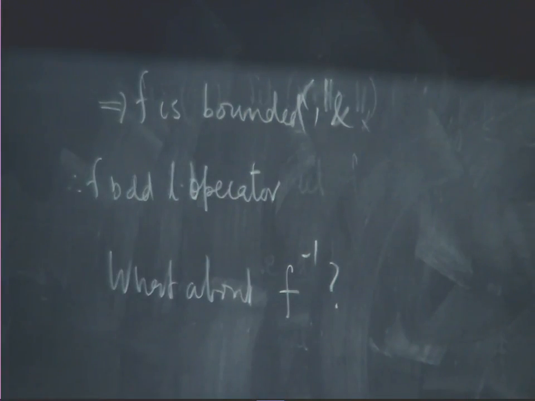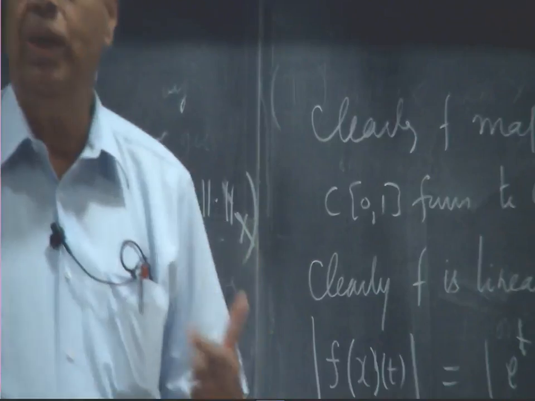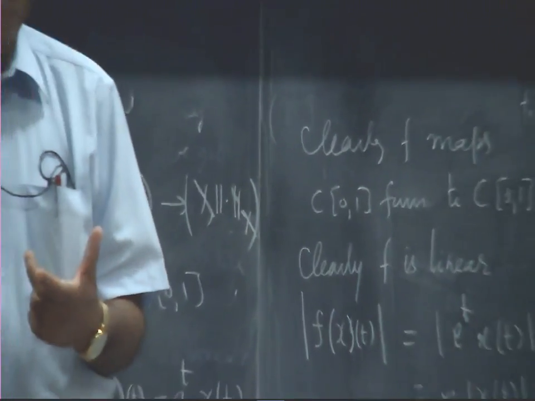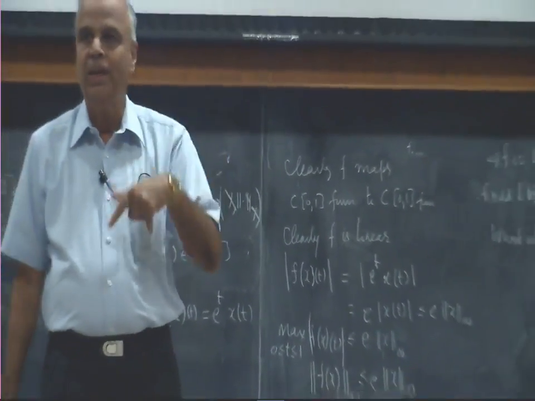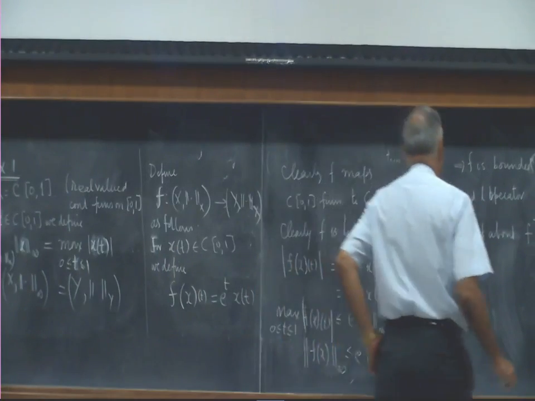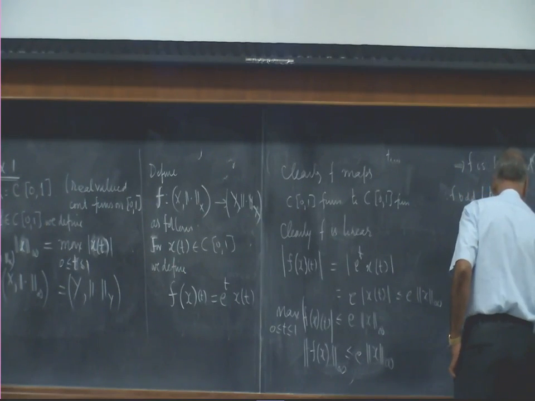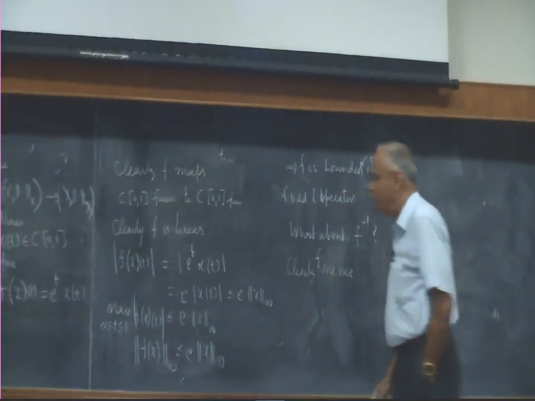I will go through this carefully. The inverse means, first of all, a priori I need one-one and onto. Is it one-one? If two functions have the same image, then e to the t x(t) must be equal to e to the t y(t). E to the t is non-vanishing, so I can cancel it. So x(t) equals y(t) at all points. So x is equal to y. So clearly f is one-one.